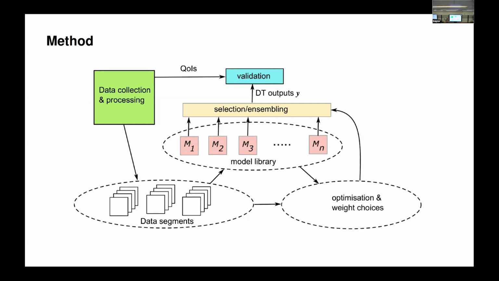Then you're going to use the data that you've got. Obviously, some of the data will go to the data-driven models, but the data and the models will be used in some optimization process. The optimization process will just choose weights, and then that will go into some sort of selection or ensembling operation. The outputs of the models will feed into that. Each of the models will have these output functions, and they'll be ensembled into some digital twin outputs, which we can then use in a validation process to compare with the quantities of interest. So hopefully that's the idea in a nutshell.